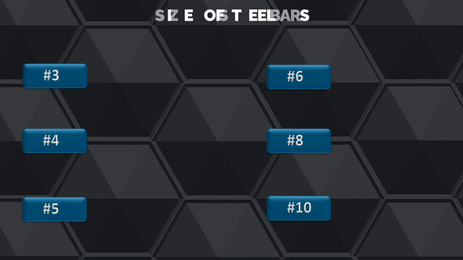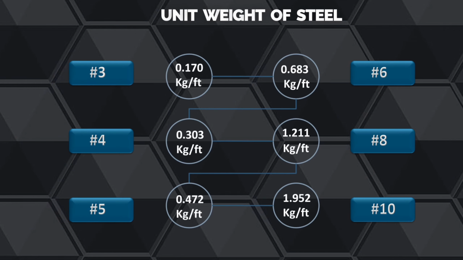Now let's move on to the second part, the unit weight of steel bars. As you can see, the unit weight of number 3 bar is 0.170 kg per feet, number 4 is 0.303 kg per feet and number 5 is 0.472 kg per feet, and the list goes on.